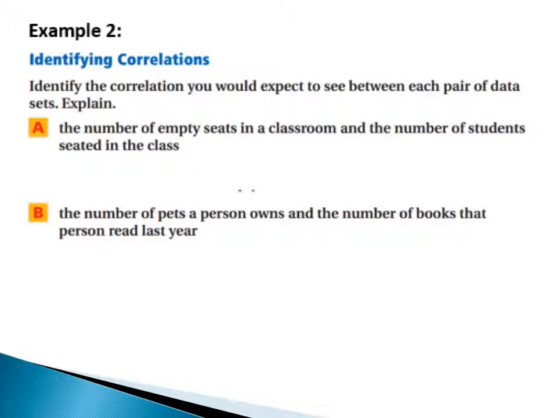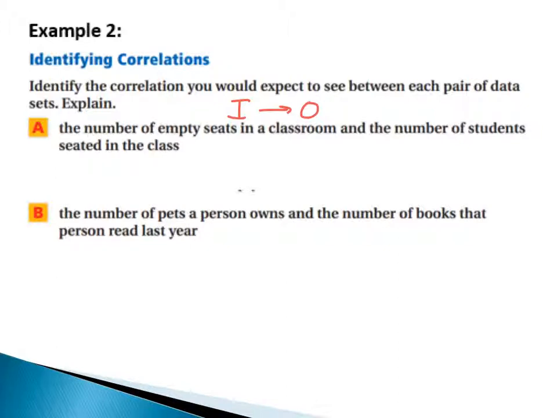All right, next example here, we're going to take a look at identifying correlations, but now through a verbal phrase. When we do this again, we're going to be looking at two things, and we want to determine how they're related. Now, what you're going to have to figure out when doing this is which one is your input and which one's your output. Which one depends on the other.